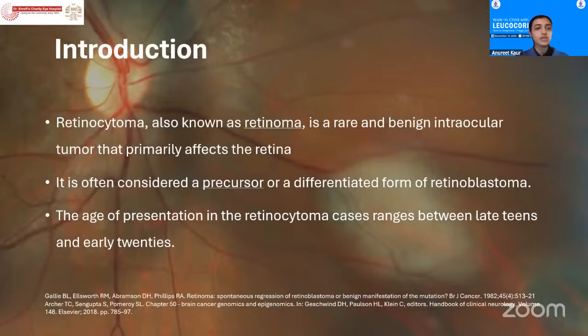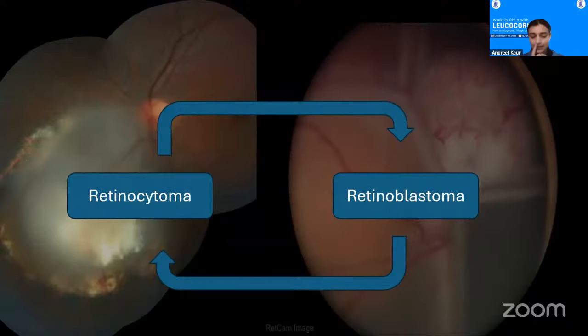So, a brief introduction about retinocytoma. It is also known as retinoma, which is a rare and benign intraocular tumor that primarily affects the retina. It is often considered a precursor or a differentiated form of retinoblastoma, and the age of presentation in these cases ranges between late teens and early 20s. So, we often find ourselves in a state of dilemma when we see a case with this whitish, RB-like looking lesion, which could either progress or be stabilized over time.